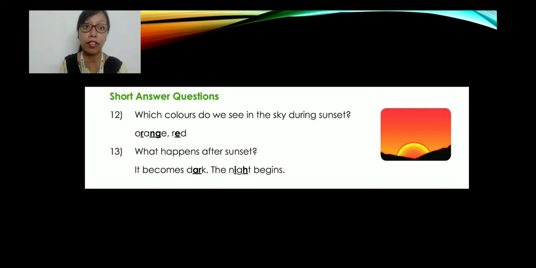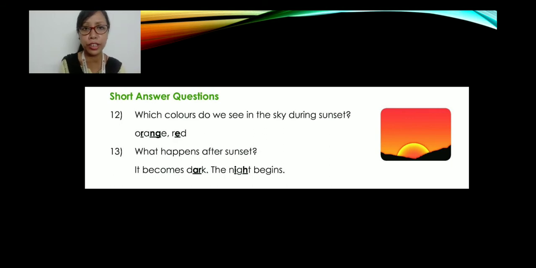Question number 12. You're going to do it in the workbook itself, okay? Which colors do we see in the sky during sunset? It's the color orange and the color red. That's what we call orange-red. O-R-A-N-G-E, that is orange, and R-E-D, red.